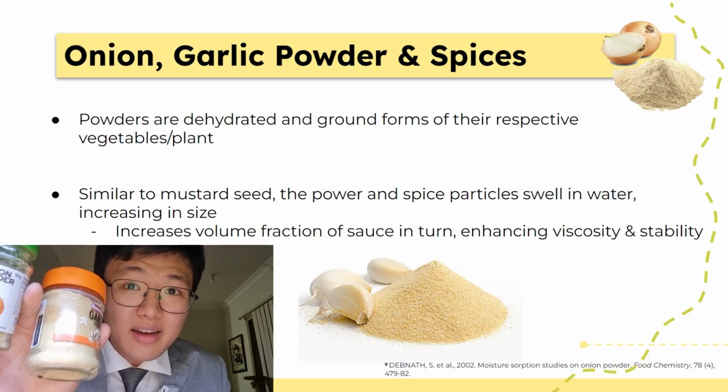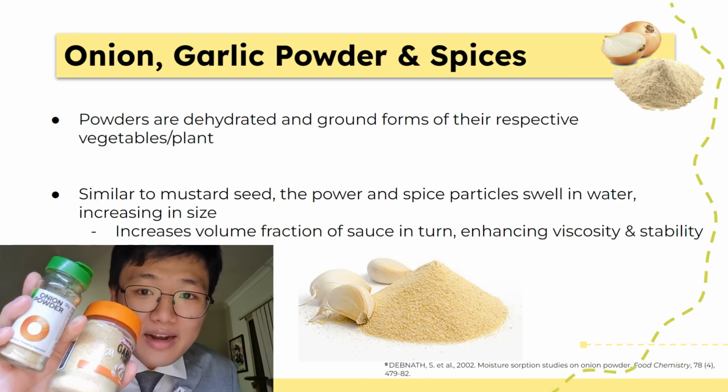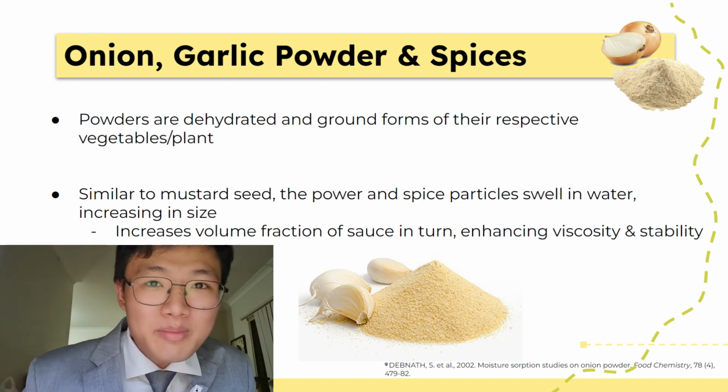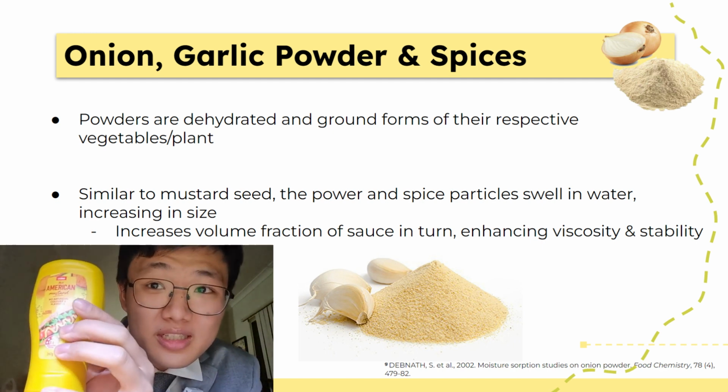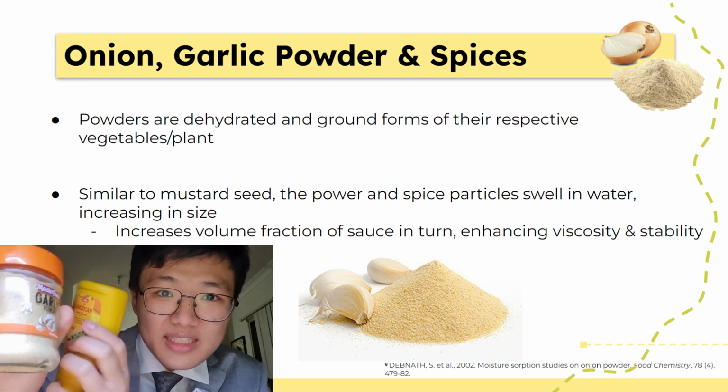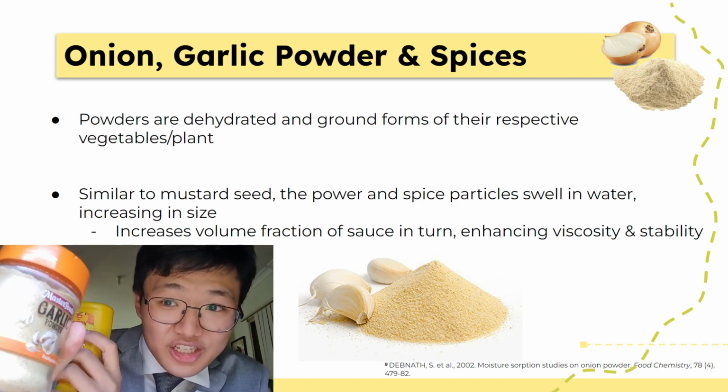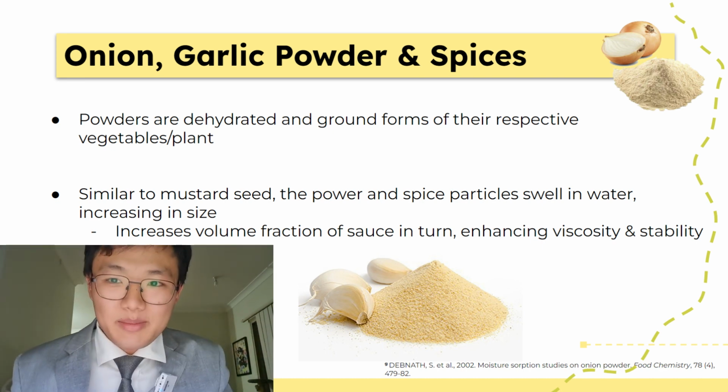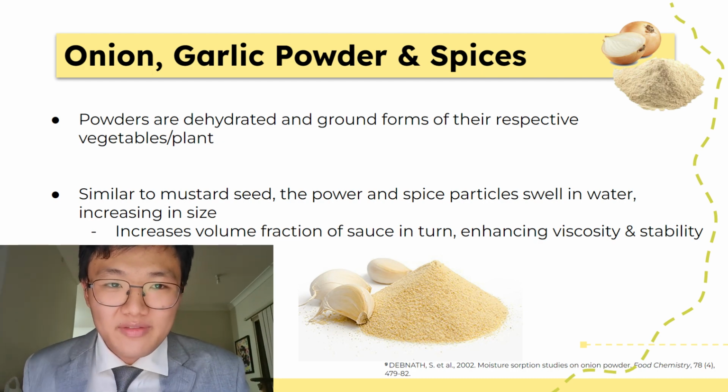Onion and garlic powder and other spices are dehydrated and ground forms of their respective plants. When immersed in the moisture of the mustard sauce, the onion and garlic powders swell similarly to the ground mustard, enlarging and increasing the viscosity and stability of the sauce by trapping the liquid phase.